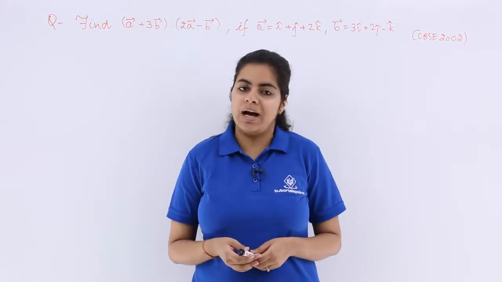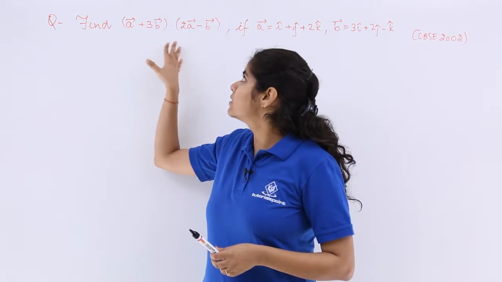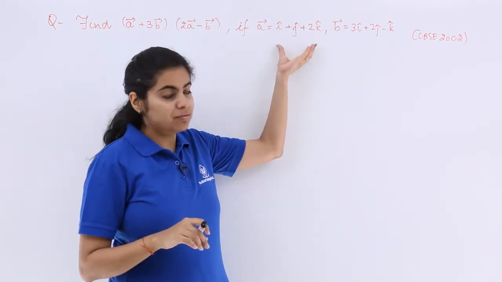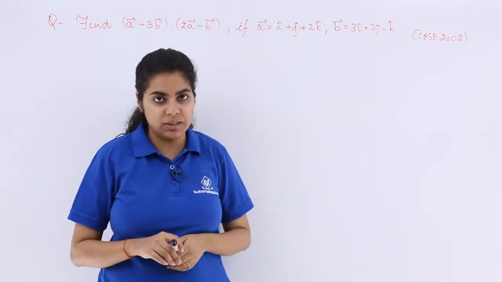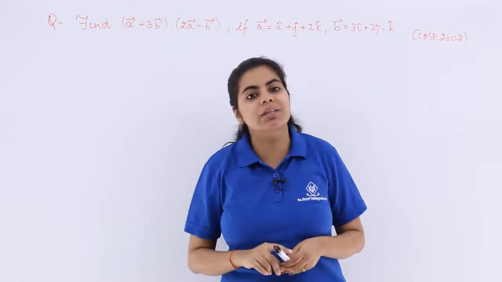Now this is a problem asked in the CBSE examination, year 2002. It says: find (a + 3b) multiplied by (2a - b), if a is equal to this given vector and b is equal to this given vector. Now we are supposed to find the dot product, or the scalar product.